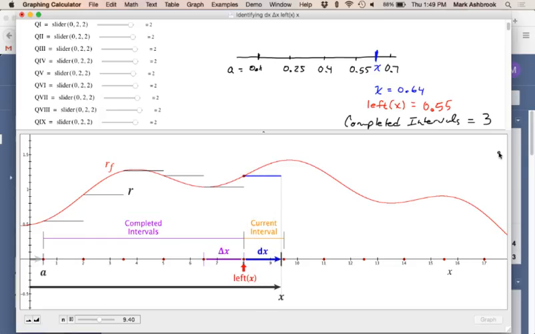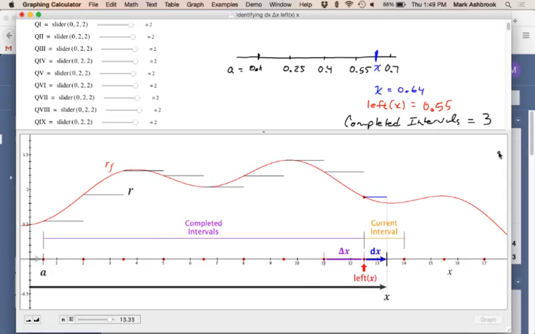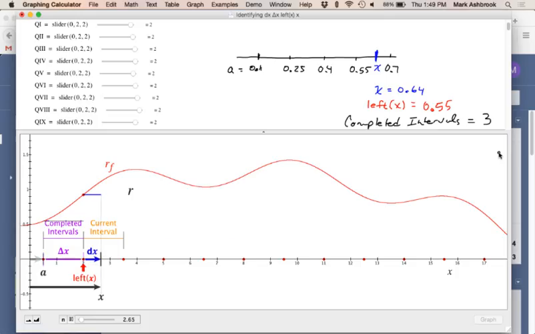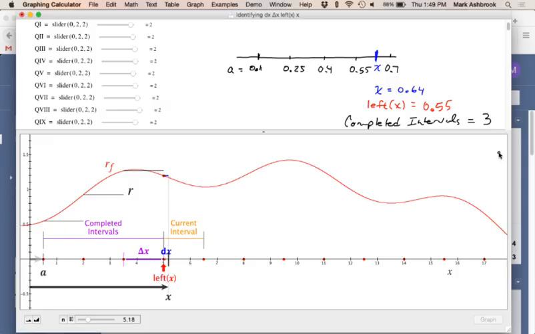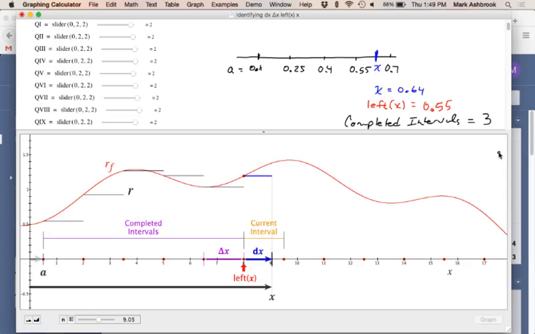So left x and the number of completed intervals are apples and oranges. Left x is a value of x, in this case 0.55 on the x scale. The number of completed intervals is like counting: one interval, two intervals, three intervals, four intervals. You've got to have that straight. Left x is an x value, the x value at the left side of the current interval. And the number of completed intervals is a different kind of number. It's like counting how many intervals, you see? That's really important.